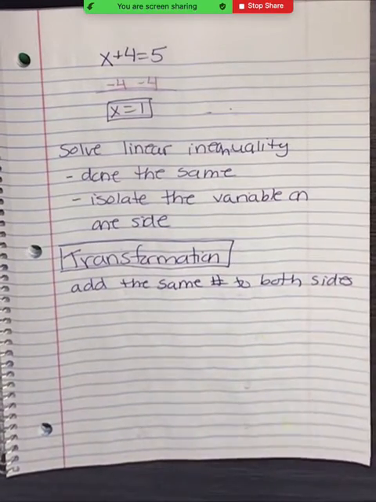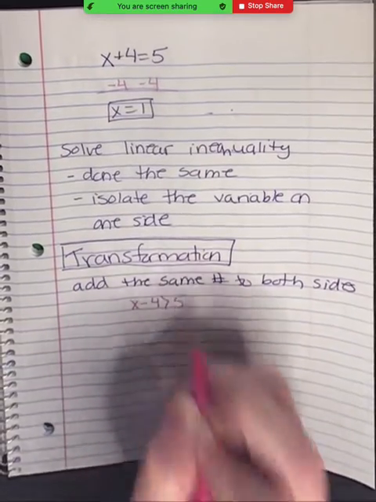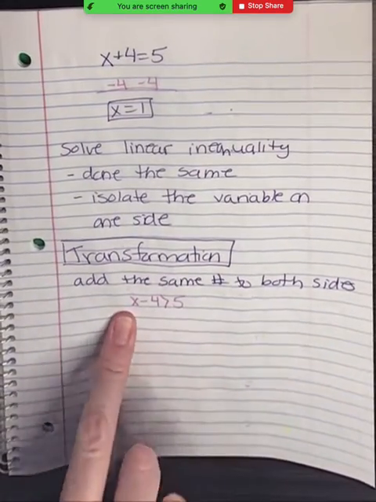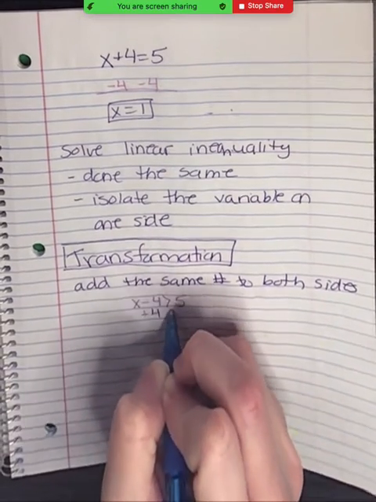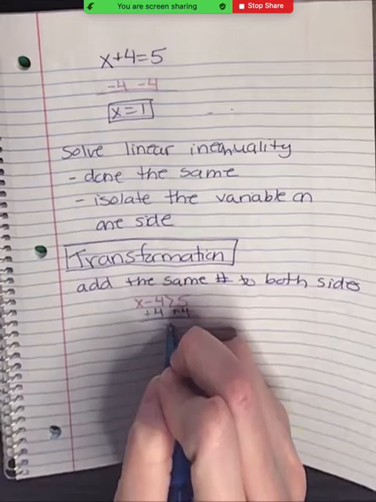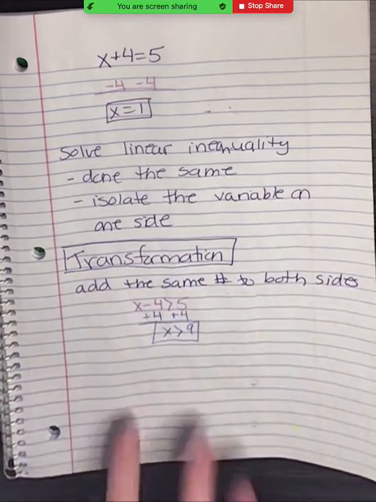Okay, so we have x minus 4 is greater than 5. I want to get x by itself. I'm going to add 4 to both sides because that's the inverse operation. And I get that x is greater than 9. I've solved the inequality.